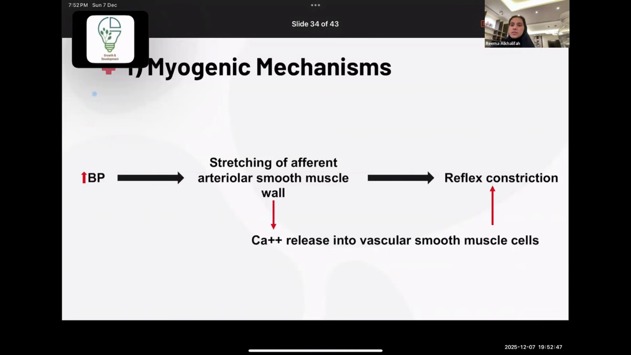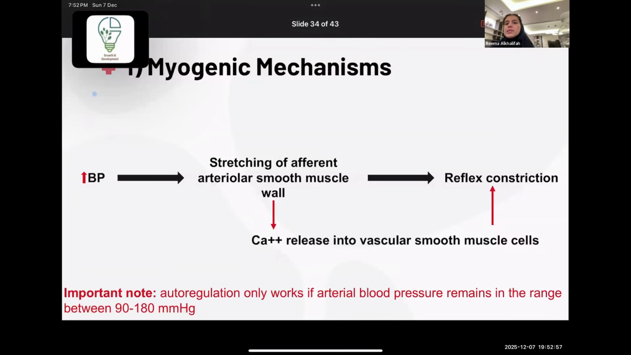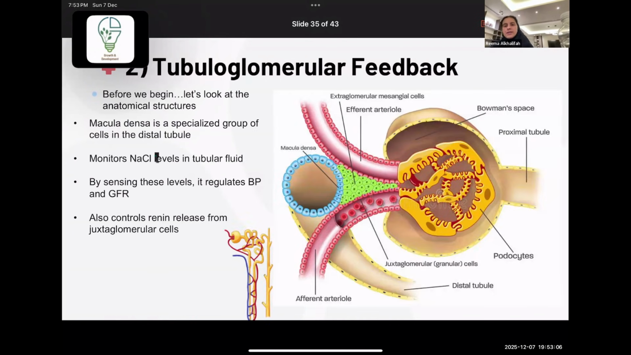So when it constricts, it's going to lower the blood pressure. So this helps auto-regulate the blood pressure, not making it too high or too low. Now, this doesn't work, again, if the pressure goes out of this range. Okay? Now, the second mechanism, but before we get into it, I'm just going to go into quick anatomy.